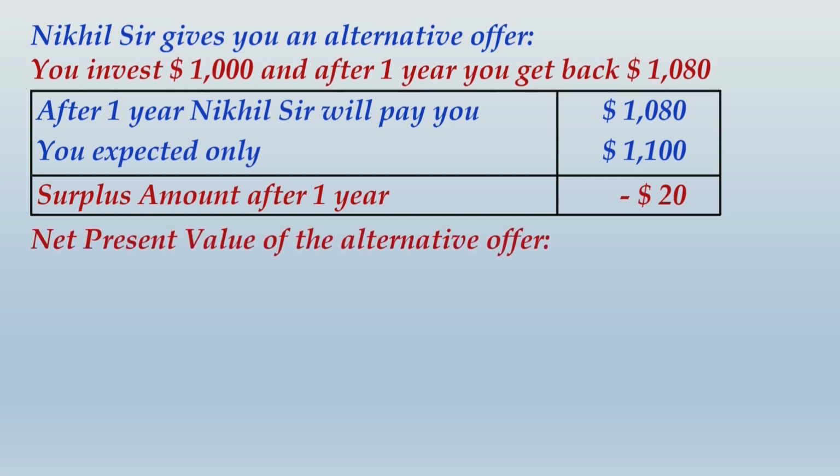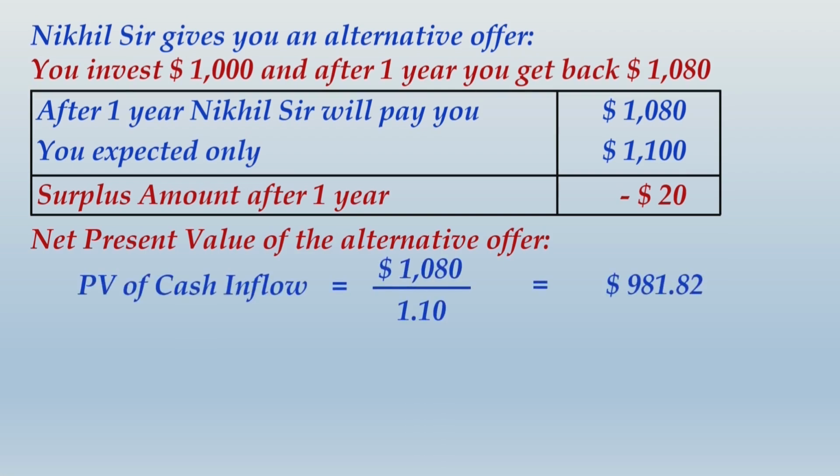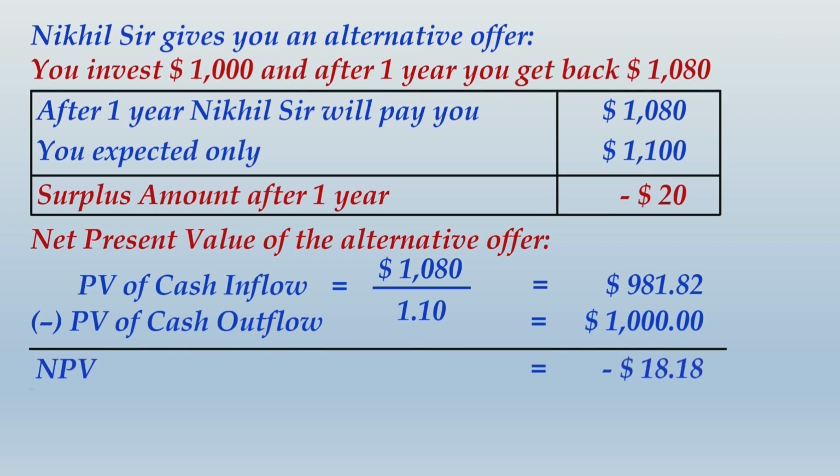you take the future cash inflow and convert it into present value. That will be $1,080 divided by 1 plus i. Now keep in mind one thing, no matter what is the change in the offer, the expected rate of return in your mind remains 10%. So your present value of cash inflow this time becomes $981.82, and the outflow what you have to pay from your pocket right now, that is the present value of cash outflow, and that is $1,000.